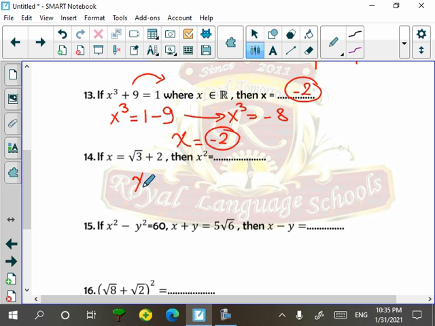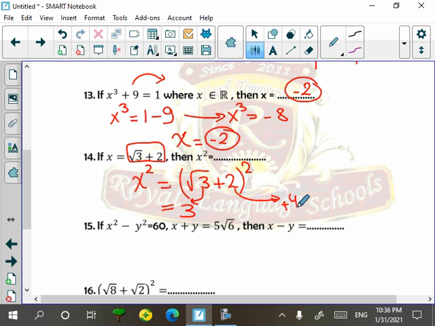Number 14. If x equals root 3 plus 2, then x power 2 equals, we will write x power 2 equals, the x equals root 3 plus 2, root 3 plus 2 power 2. How can we solve the bracket with power 2? First power 2 will be equal to 3, and second power 2 will be equal to 4, and in the middle, we will say first times second times 2.